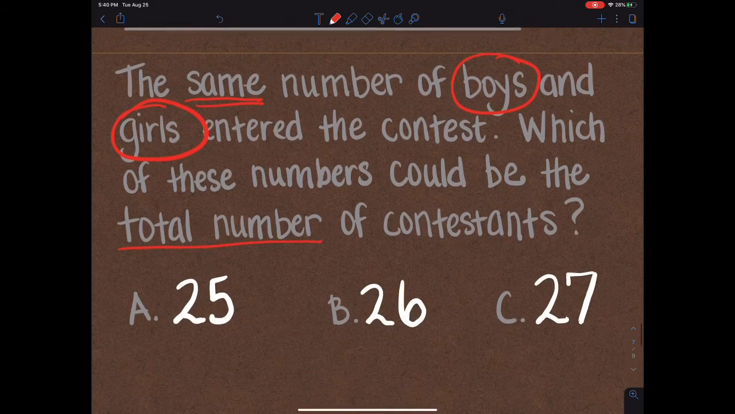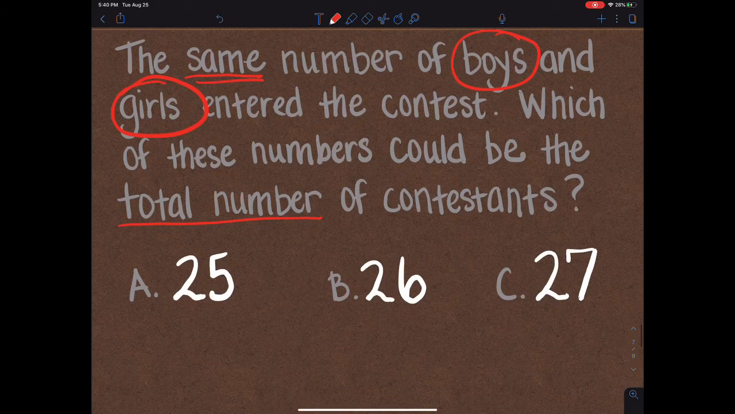So let's see. Could it be 25? Well, we know that there's a group of boys and a group of girls, and this has to be an equal number of people because the number of boys equals the number of girls. But if you have an odd number because this ends in 5, then that cannot be equal. There will always be a leftover boy or a leftover girl. So it can't be 25.